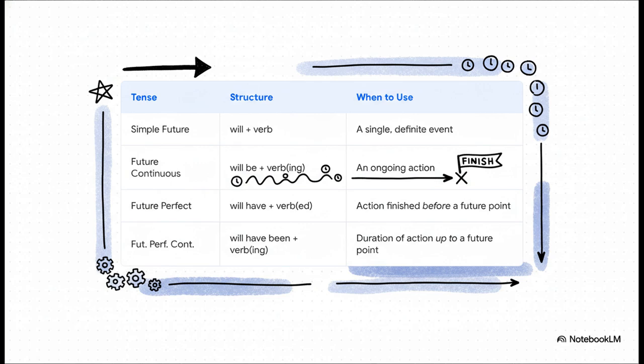Use simple future for definite, one-off events. Use future continuous when you want to describe an ongoing scene. Use future perfect for tasks you'll finish before a deadline. And use future perfect continuous to talk about how long something has been happening up to a future point. Feel free to pause here if you need to, because this is the core of it all.